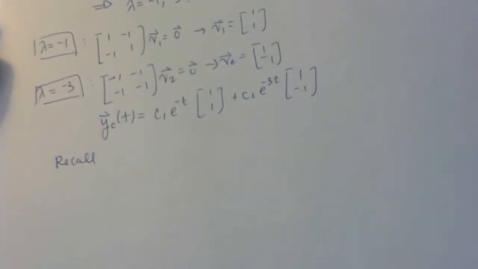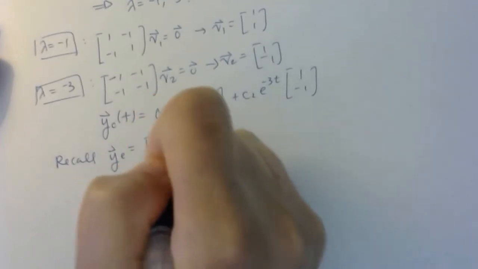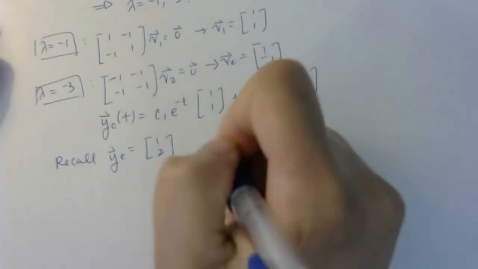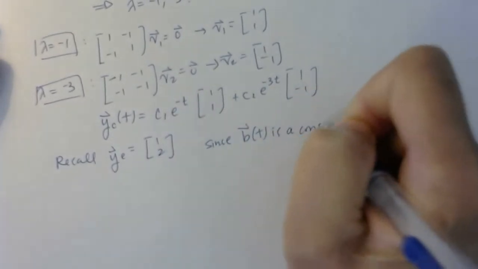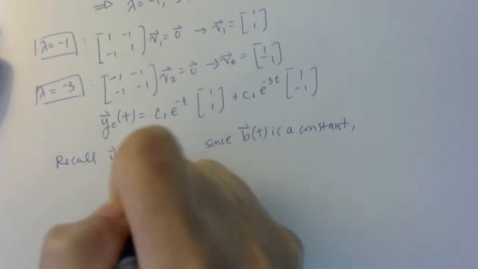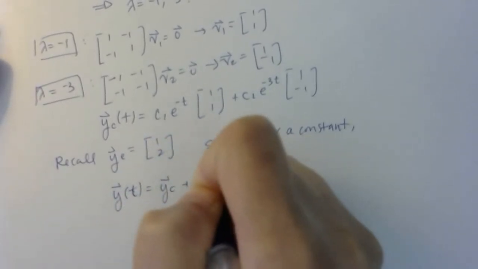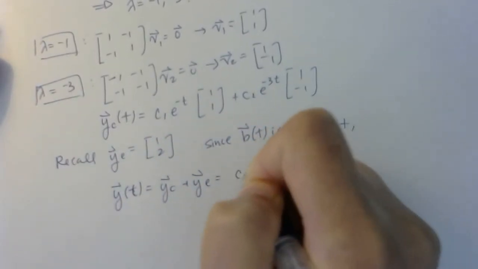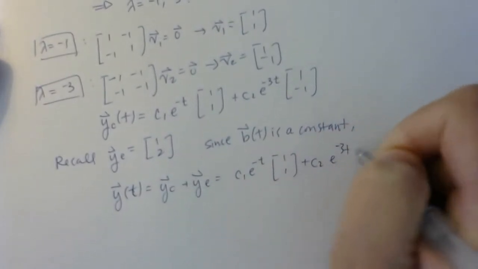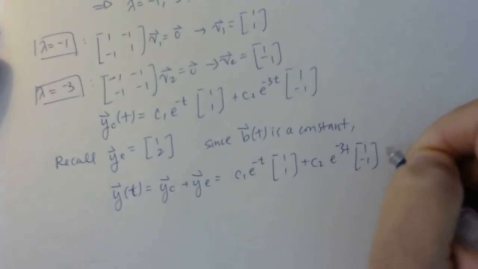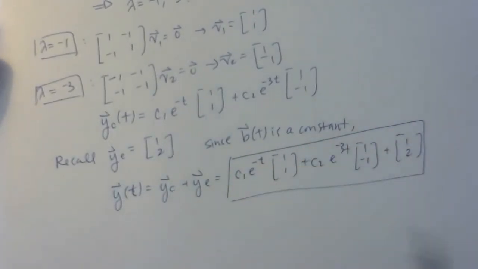We can assume a form for y p, but we can notice that we're just adding on a constant vector. We recall that the equilibrium that we found before was [1, 2]. So since this b of t is a constant in this linear form, y of t is just y c plus the equilibrium. So c1 e to the minus t [1, 1] plus c2 e to the minus 3t [1, -1] plus [1, 2].